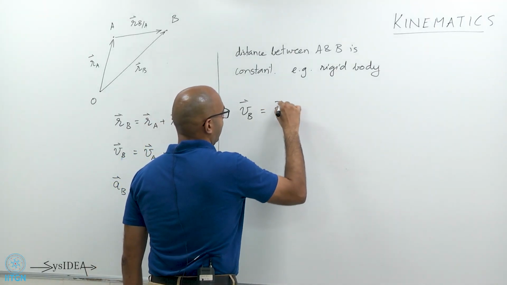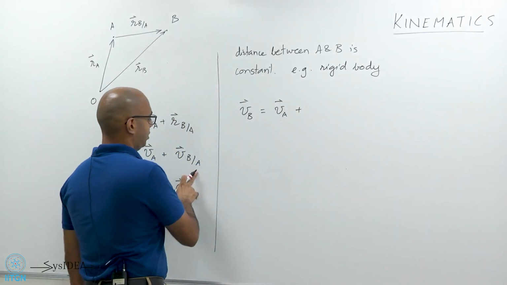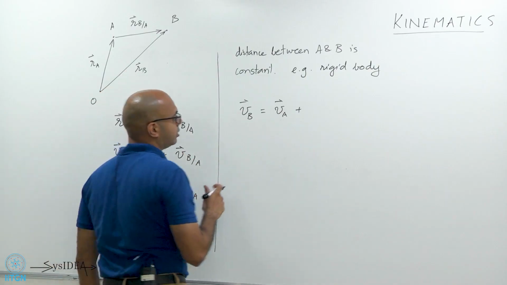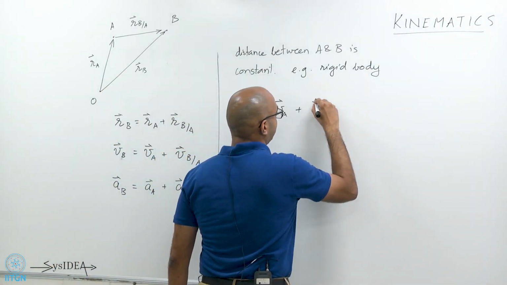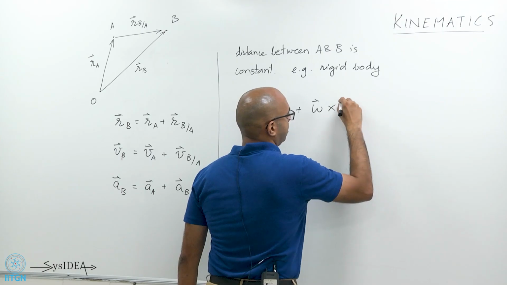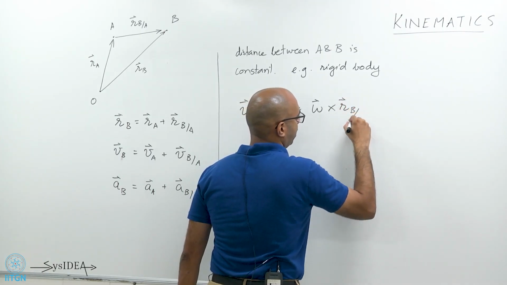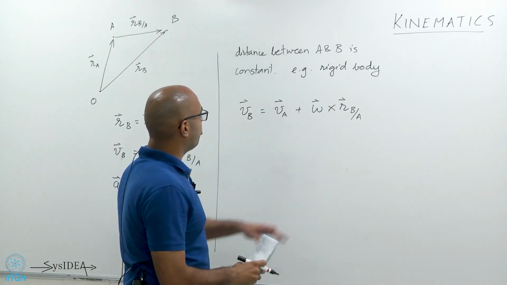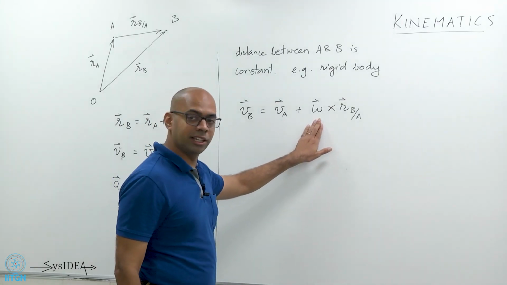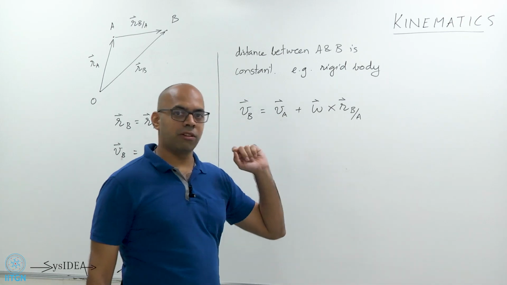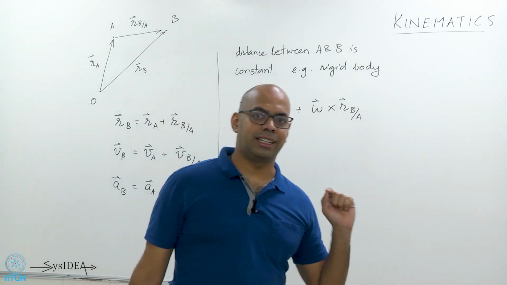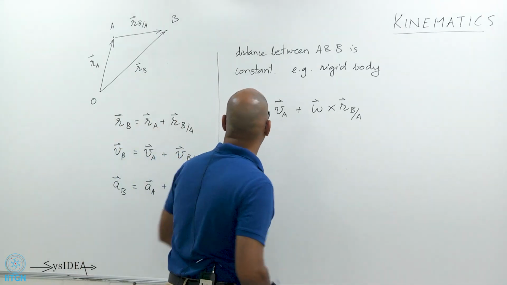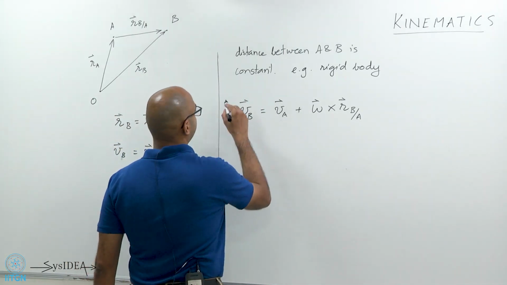So, if A and B are 2 points fixed in a rigid body, then we get VB is equal to VA plus omega cross RB with respect to A, and this relative velocity, because this magnitude is constant, distance is not changing, you would get what we derived earlier for a derivative of a vector with a constant magnitude. Here, omega is the angular velocity of the rigid body. Now, remember, velocity is always of a point, angular velocity is of a body or of a frame, right? You don't write angular velocity of a point, that would be wrong.